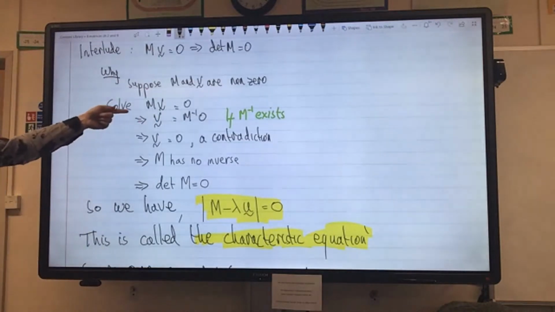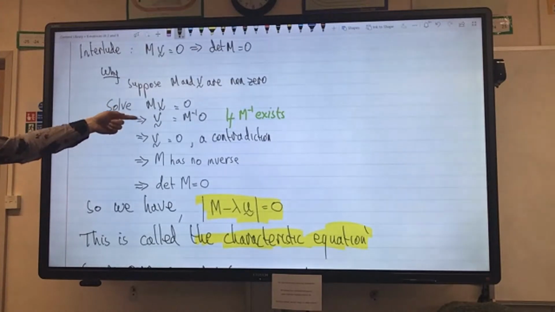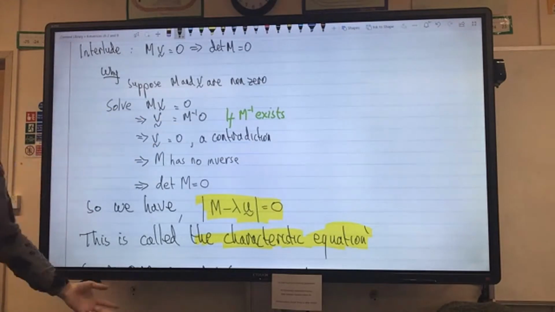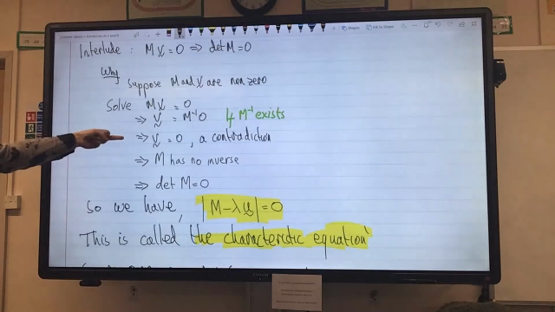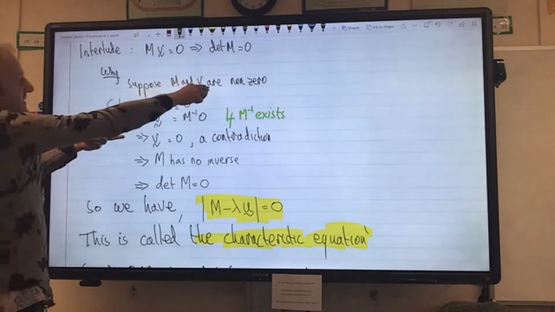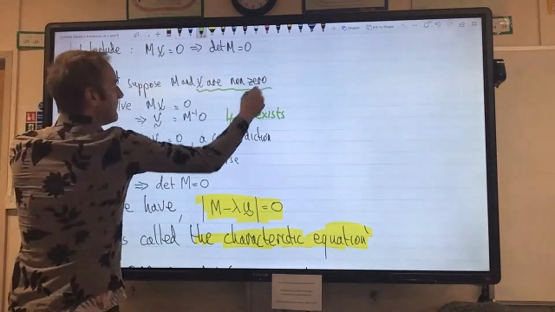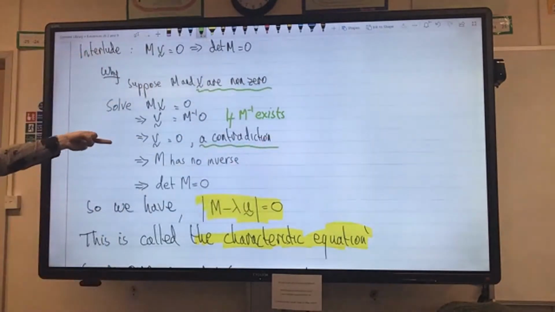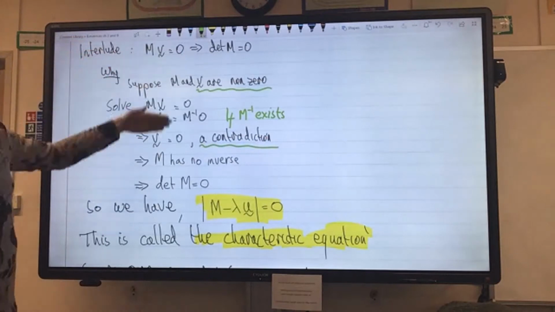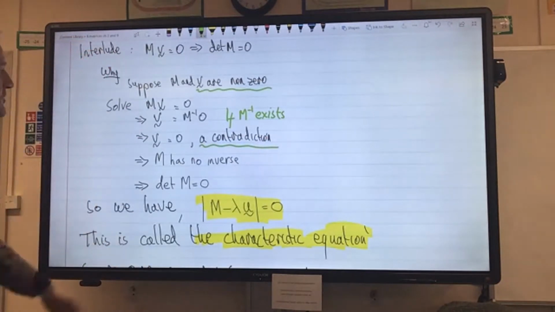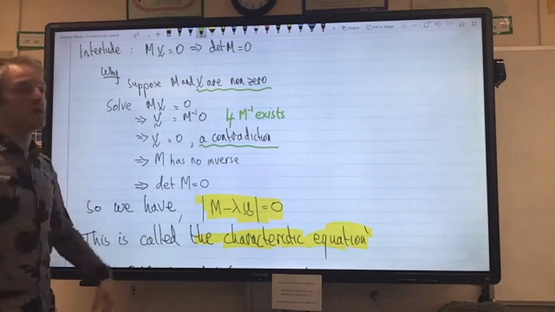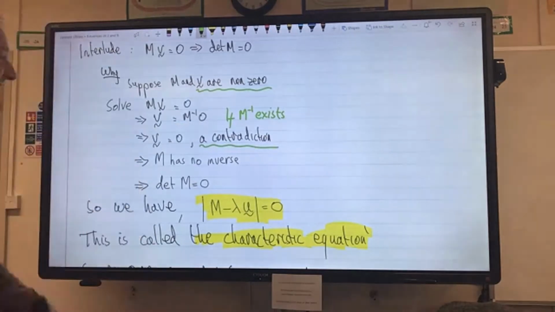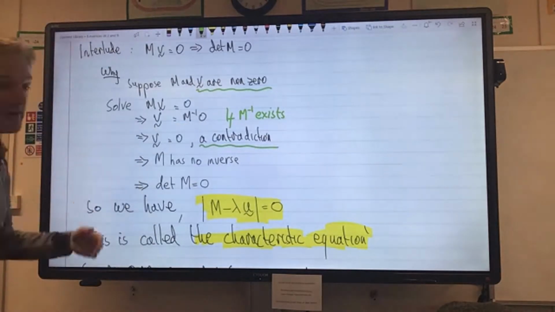Are you happy with that line? Well, I've now got a vector is equal to a matrix times 0, and a matrix times 0 is 0. So I've proved that the vector v is equal to 0. But that contradicts my starting point, which means something I've done there is wrong. The thing I've got wrong, Casper, is I said I could pre-multiply both sides by the inverse of M. You can only do that if the inverse of M exists, and it doesn't. M has no inverse, so the determinant must be 0.